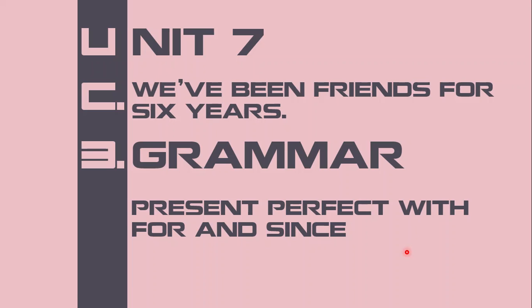In section C of Unit 7, we have learned number 1 and number 2, vocabulary and conversation already. So today we move to number 3, grammar. This lesson is about the present perfect with for and since.